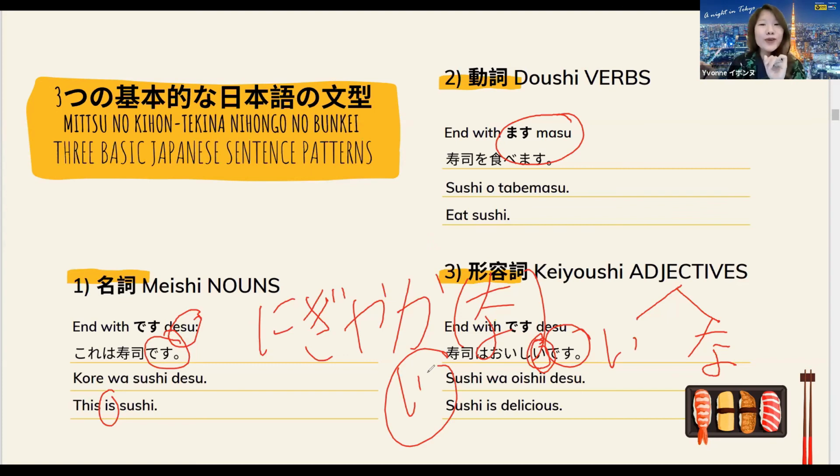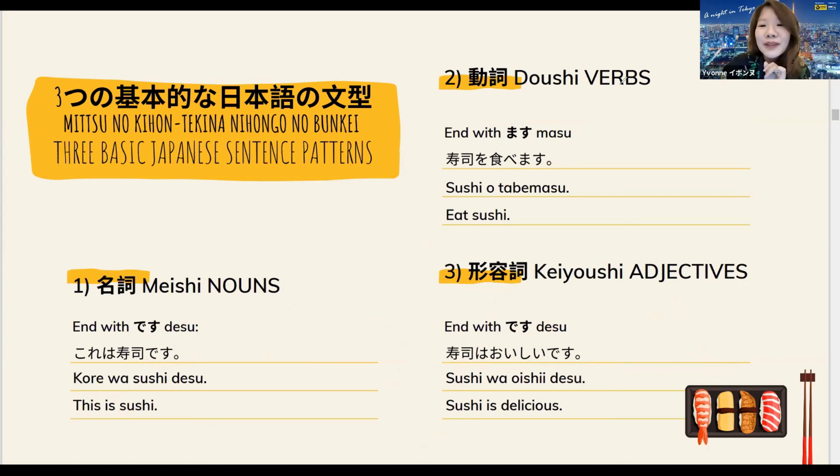Okay, I hope you all know this already because I don't know where your level is now. So yes, that is the different kinds of Japanese. Alright, there are different kinds of sentence. So yeah, oishii there. So both nouns and adjectives end with desu, and verbs end with masu. Okay, so take note. Alright.